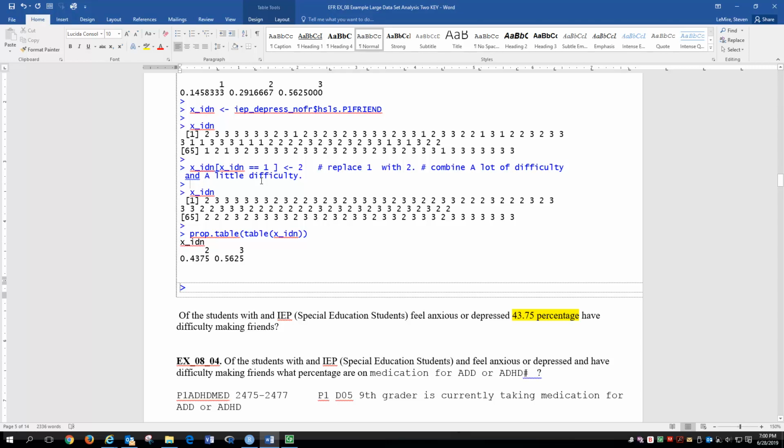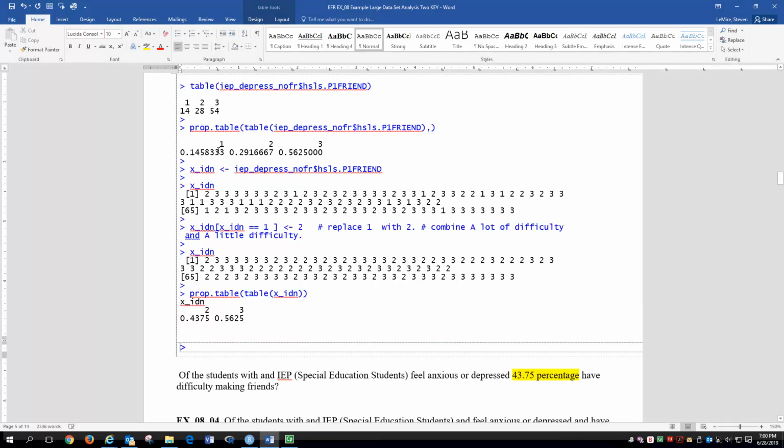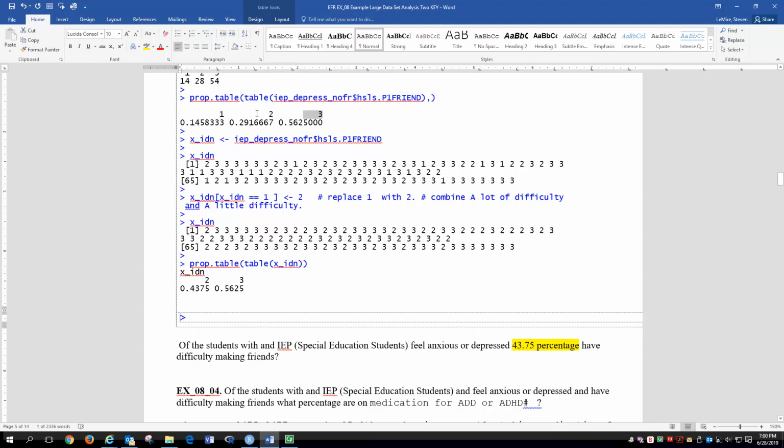So what I'm doing is I'm making the 1 a 2. Now remember, we had 1 and 2, which were some form of difficulty. 3 was no difficulty. So by pulling out the difficulty ones, now these meet all the other conditions right here. Right? These meet all the other conditions. And I'm going to make it so if you're equal to 1, I'm going to give it a 2, and that's going to make the 1 and 2s. So now we're just left with 2s and 3s, and then I get the percentages out.